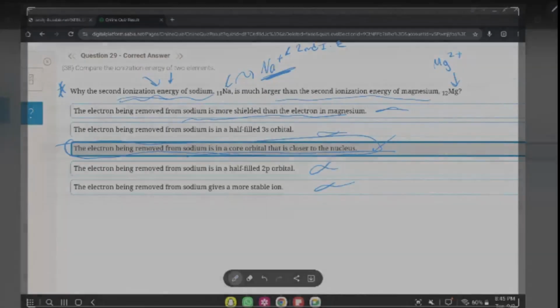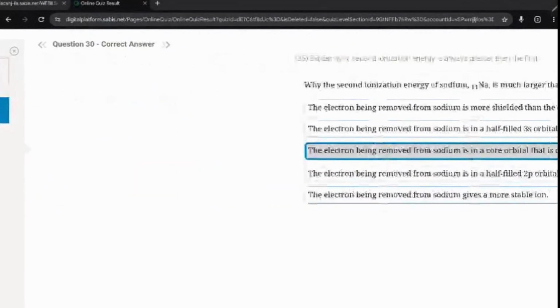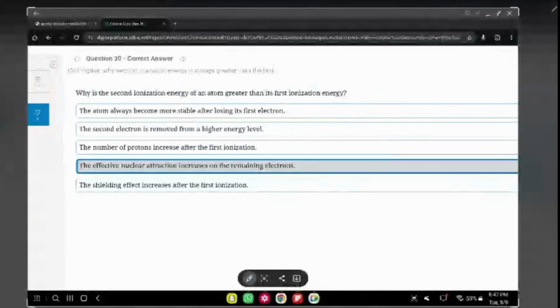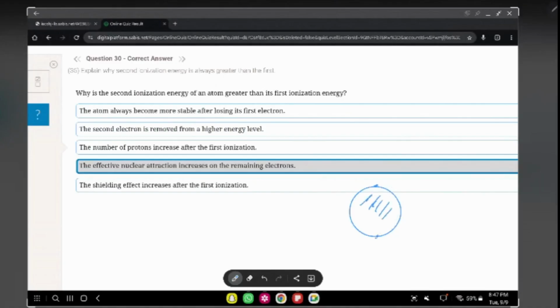Question 30. Why is the second ionization energy of an atom greater than its first ionization energy? I think this makes sense. Do you get this? Let me explain this really quickly. You have this atom, and you have a bunch of stuff going on around the nucleus. I'm not gonna draw, but there are electrons floating around.